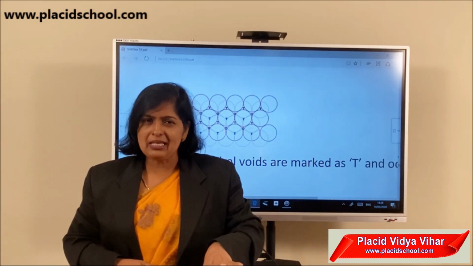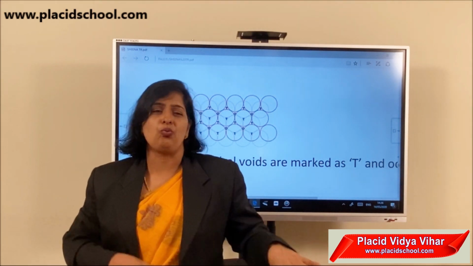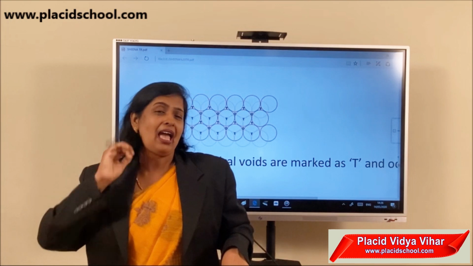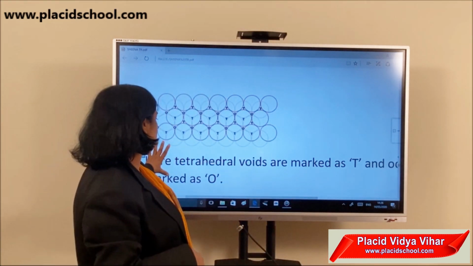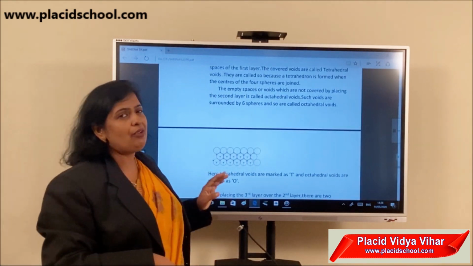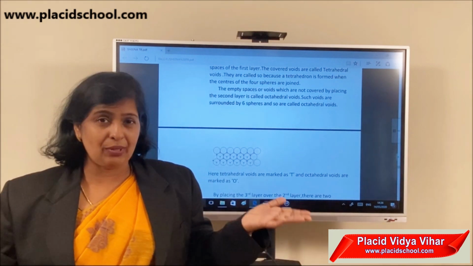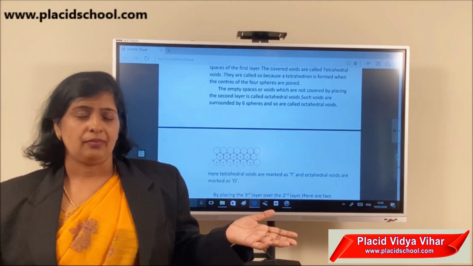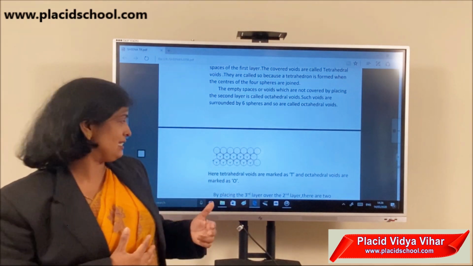Then a few empty spaces will be covered. That empty space which is covered is called tetrahedral void, and those spaces which are not covered is called octahedral void. Now, when we want to make a three-dimensional structure by hexagonal close packing, there are two ways.